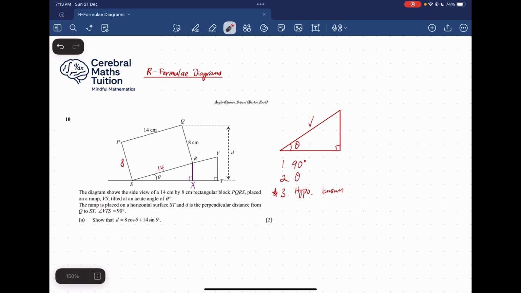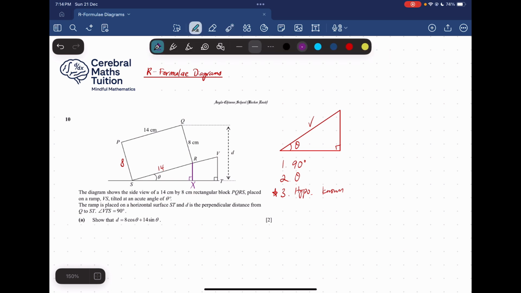We can see that Rx contributes to D. It makes up part of D. Okay? While Sx does not contribute to D at all. So we are going to find Rx. So let me just highlight what we're going to find. And then later we do the working, the full working, to find D. Okay, so Rx can be found and we'll find it later.